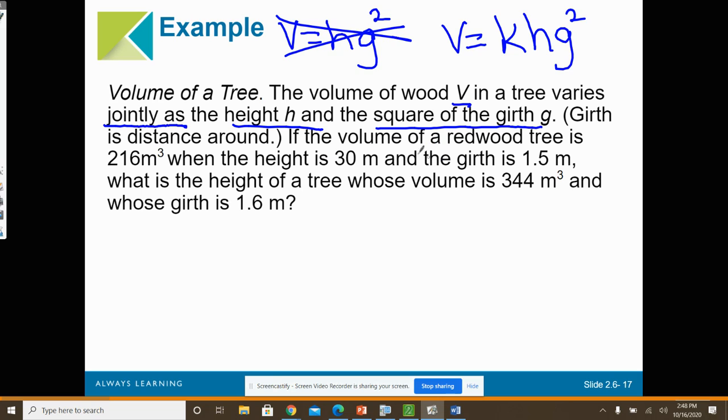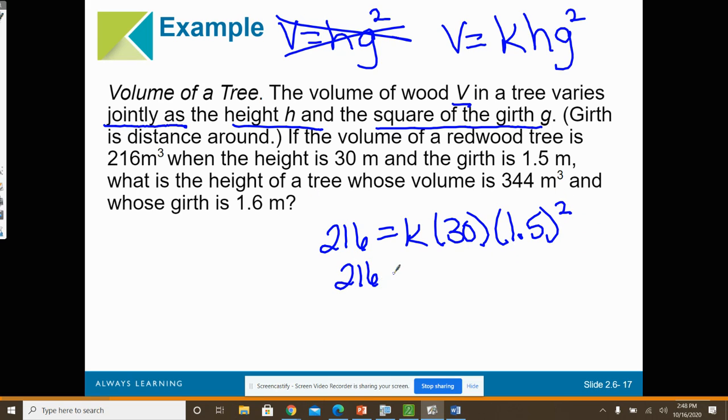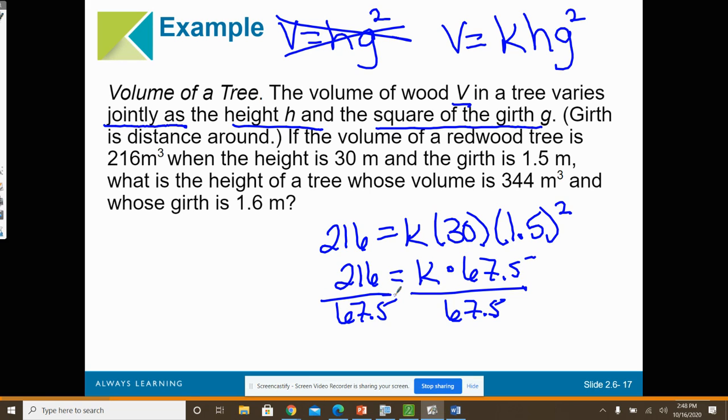If, here's the fun fact, the volume is 216 meters cubed, when the height is 30 and the girth is 1.5, find the next thing. Well, let's find k first. So 216 equals, go ahead and multiply that out. 30 times 1.5 times 1.5, that's 67.5. Divide both sides by 67.5. And 216 divided by 67.5 gives me 3.2 for k. So my real equation is 3.2 H G squared.